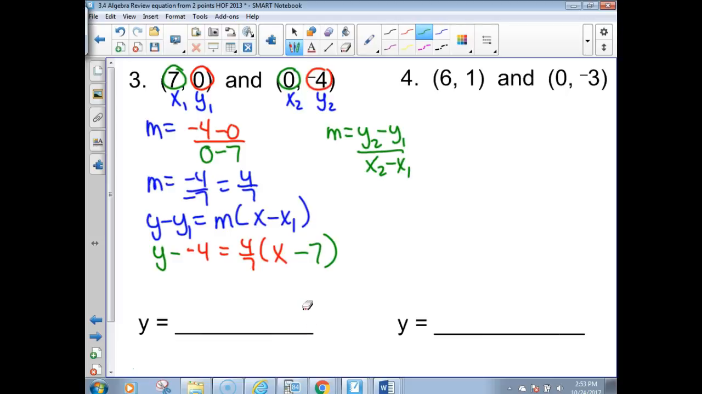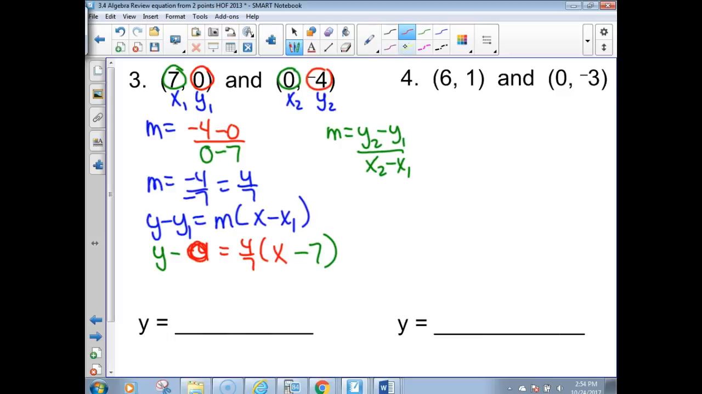Oh, I did something wrong. I used that one, and then I used that one. I can't use the different numbers out of different points. I have to use the same ones from the same point, so that's wrong. So what do I need to change if I want to use the easiest point, which is the first one? Yeah, this isn't right. It should be 0.